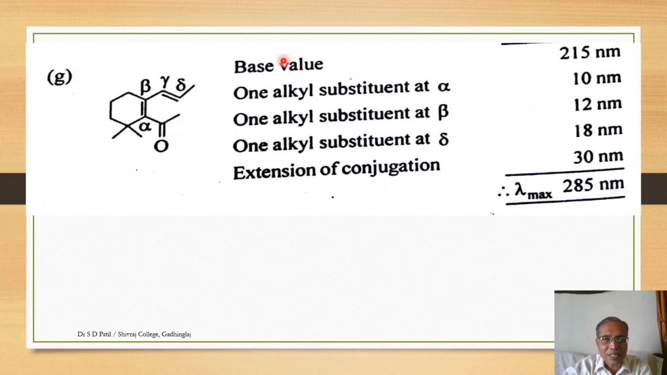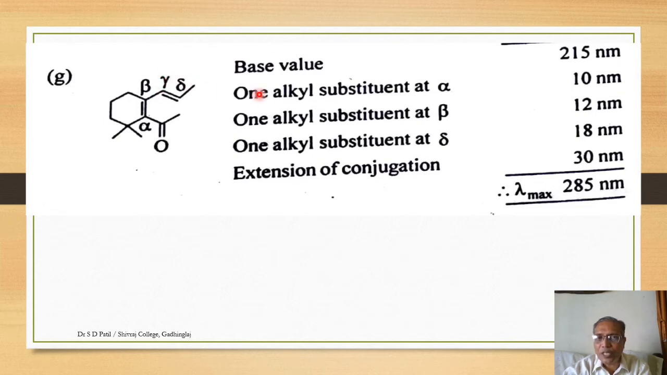Okay. Next, let us consider this case. This is a structure where the enone is acyclic, the base value is 215 nanometers, then one alkyl substituent at alpha position. So this is the alpha position, alkyl substituent at alpha position is number 1, an increment of 10 nanometers. One alkyl substituent at beta position. So this is your beta. At beta position you have one substituent, and this extension is in conjugation. Therefore, you have extended conjugation and one alkyl substituent at delta position. Delta is this one. At gamma you don't have anything.